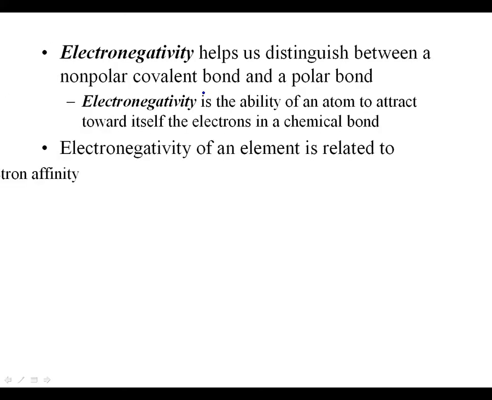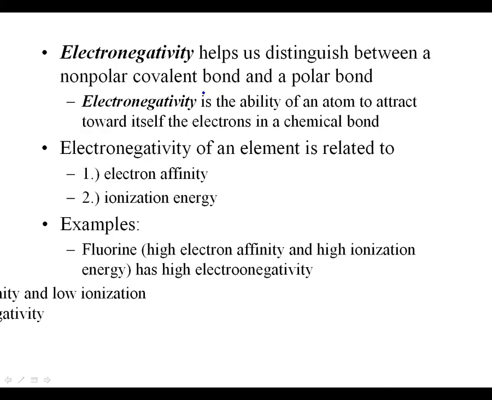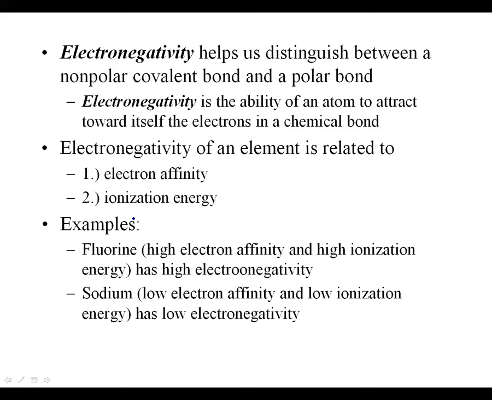So how can we determine whether these electrons in a covalent bond will be shared equally or unequally? It really is electronegativity that helps us do that. Electronegativity is based on two things that we talked about with trends. One is electron affinity, which is something that likes electrons and wants to hang on to them, and ionization energy, which is the energy needed to remove an electron.